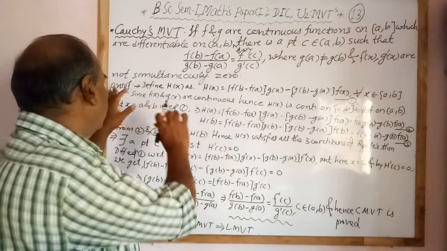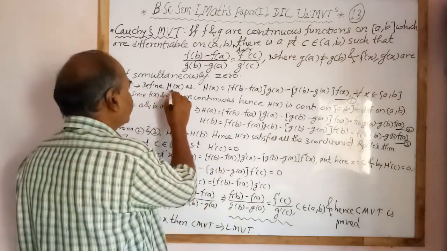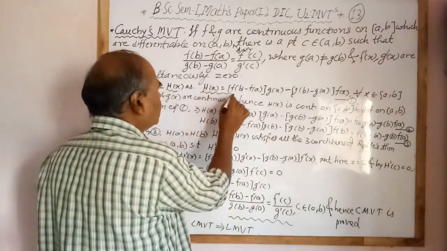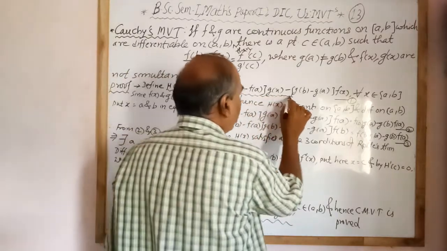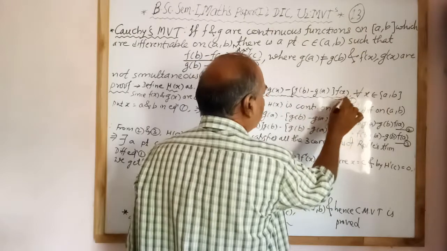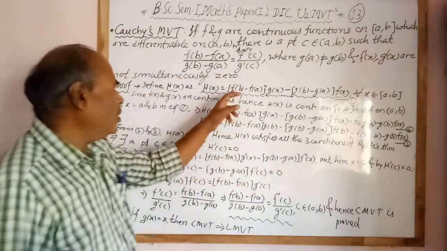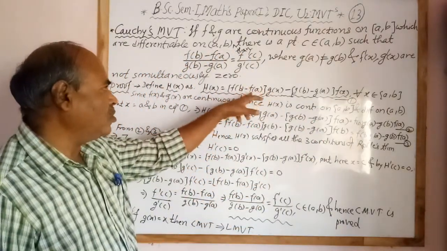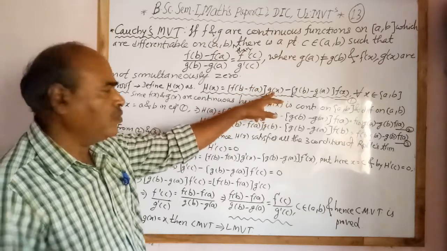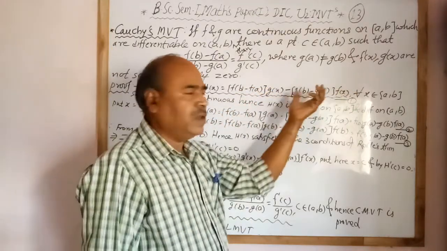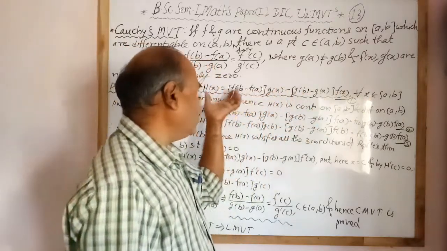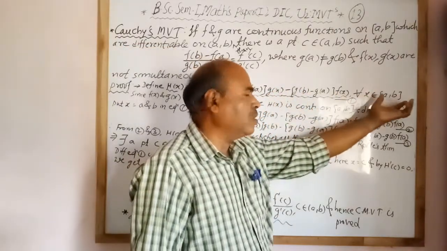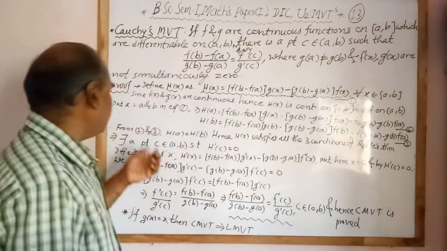We see the proof of the theorem. We define the function h of x, h of x equal to (f(b) minus f(a)) into g(x) minus (g(b) minus g(a)) into f(x). Here f(a), f(b) are constants, g(a), g(b) are constants, and g(x), f(x) are differentiable functions of x. Now we define this h of x for every x belonging to the closed interval [a, b].